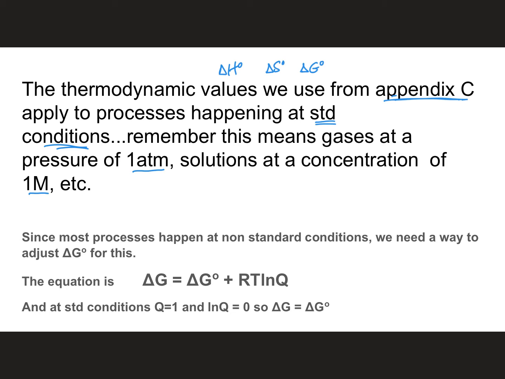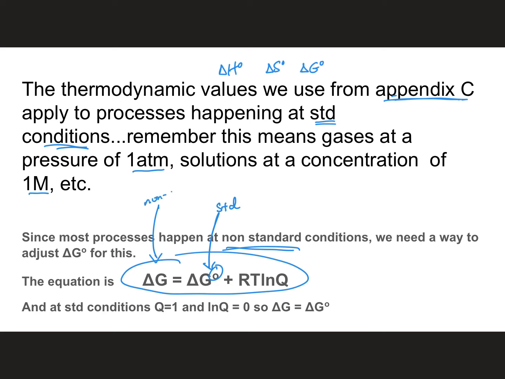However, that works if we're talking about standard conditions, but most processes happen at non-standard conditions. And so there is a way to adjust delta G for this, and here is the equation, okay? At standard conditions, see, this 0 means standard. This is standard delta G. This would be non-standard delta G. It doesn't have the little 0 up above it.